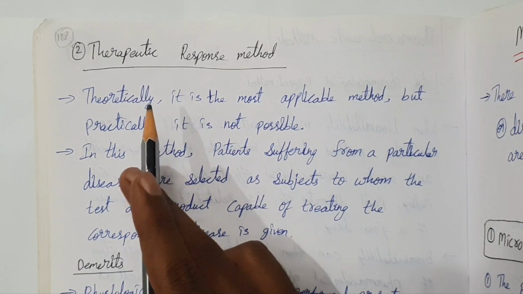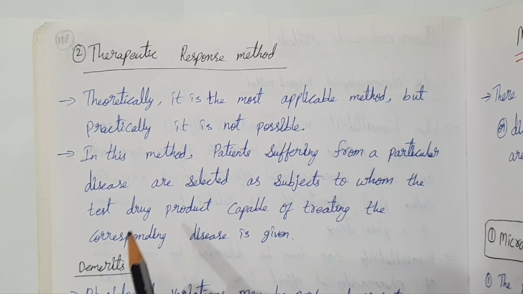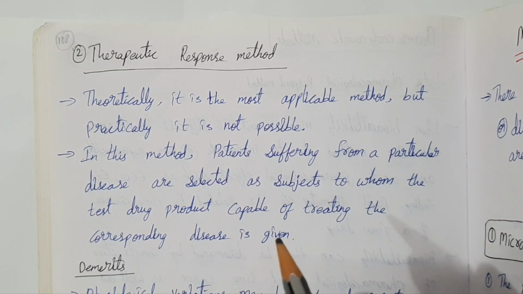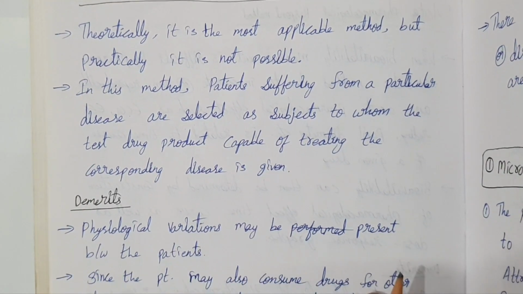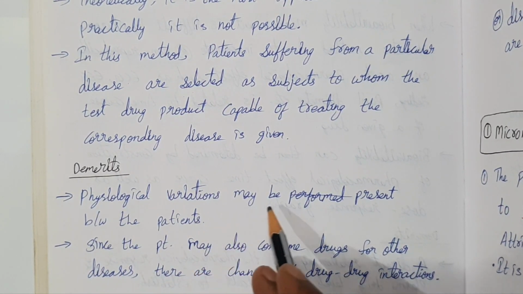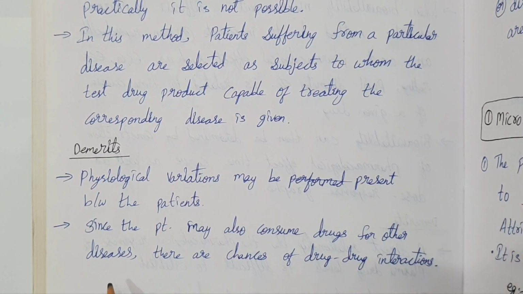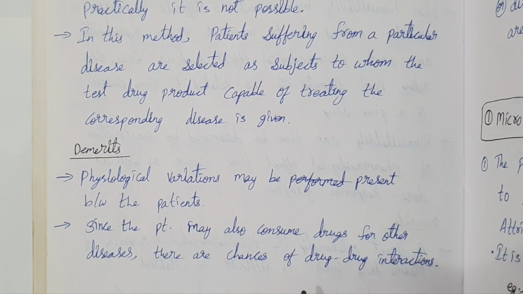Next, we have the therapeutic response method. It is theoretically the most applicable method but practically not possible. In this method we see if the drug actually treats the condition, but there are problems too: patient variability, other medications and so on. So its demerits are that physiological variations may be present between patients, and since the patient may also consume drugs for other diseases, there are chances of drug-drug interactions.